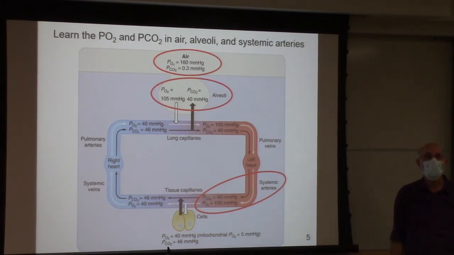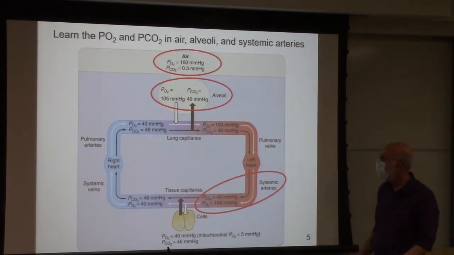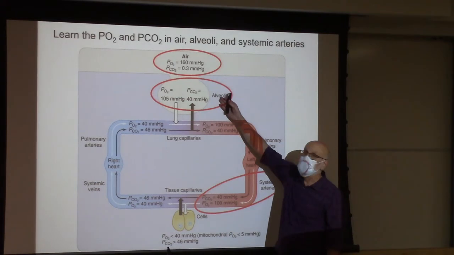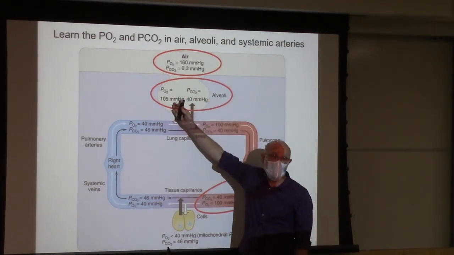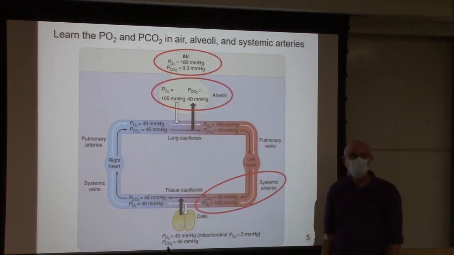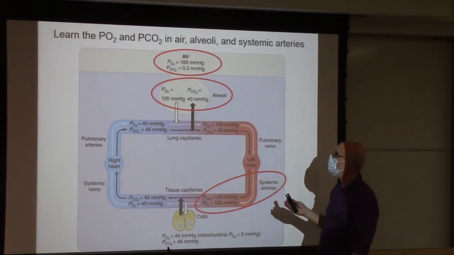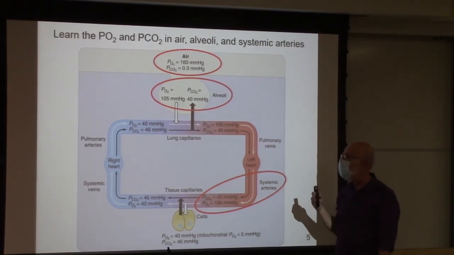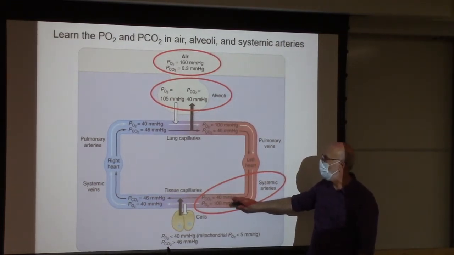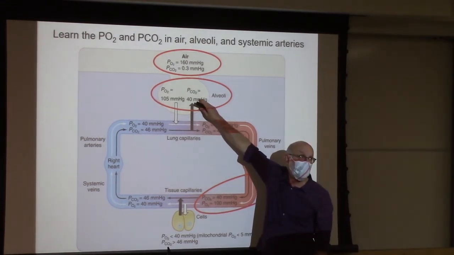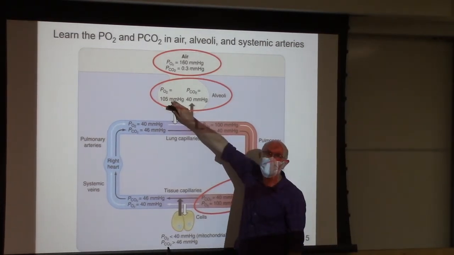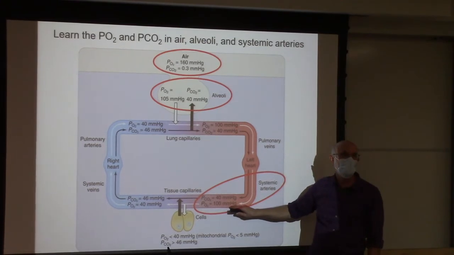Yes? So we only have to know the systemic arterial pressures? Systemic partial pressures of CO2 and oxygen, the alveolar partial pressures of CO2 and oxygen, and air, CO2 and oxygen, air partial pressures. And in fact, some of these numbers are the same. So if you realize CO2 equilibrates, it's going to be the same in arterial blood as it is in alveoli. Oxygen almost equilibrates, and so it's going to be just a little bit higher in alveoli than in arterial blood. Those are the key things.